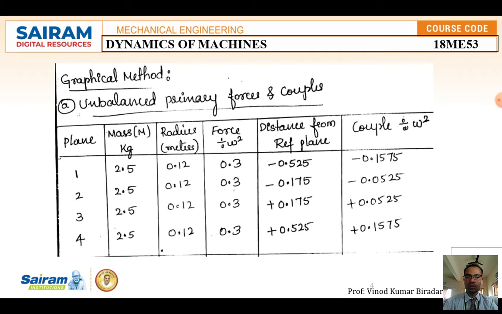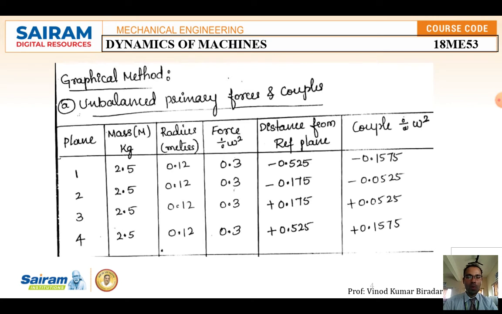Okay, so the radius, the crank radius, is 0.12 for all the planes, so 0.12 0.12 0.12 0.12. Okay, force, that is centrifugal force. How are we going to calculate the centrifugal force? That is mass into radius. 2.5 into 0.12, you are going to get 0.3. The mass and radius are the same, so you are going to get the same value for all.